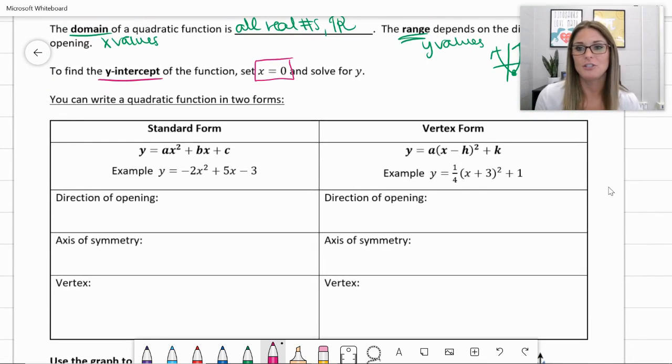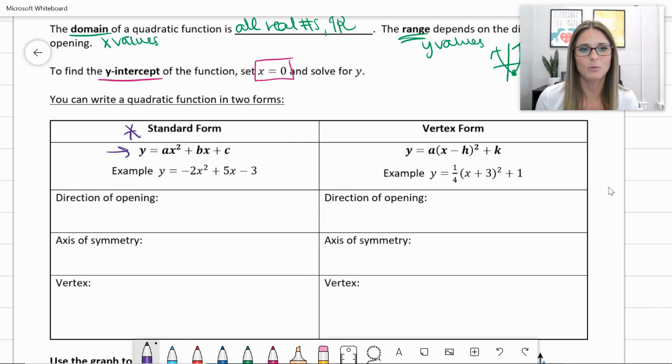For quadratic functions, you can write them in two different forms. You can write them in standard form, which you might be most familiar with, or you can also write it in vertex form. Vertex form we don't see as much, but it is awesome. All of our information is right there. Vertex form gets its name because the vertex is very easy to identify, and I'll show you that. Let's talk about standard form first.